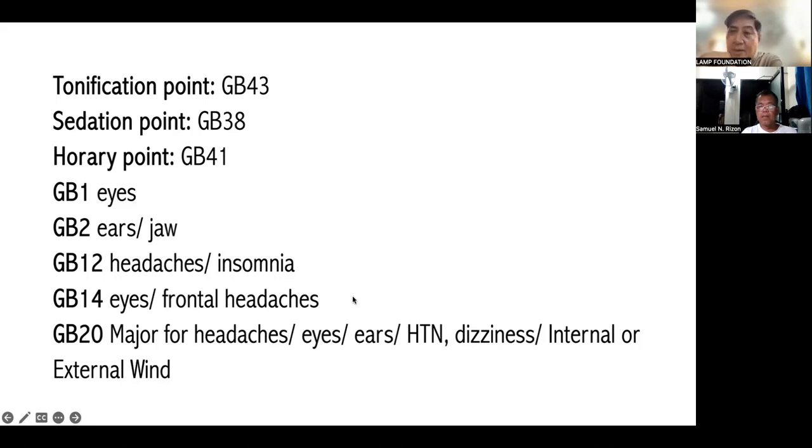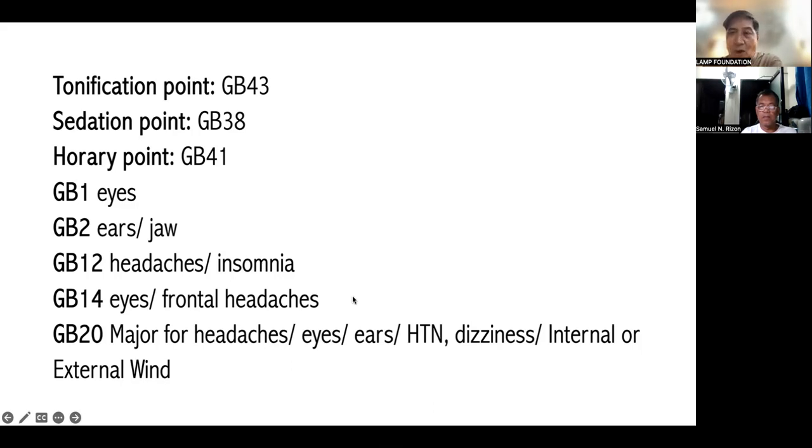Okay, horary point. Bakit siya tinawag na horary point? Kasi yung po yung wood point ng shoestring element. So ito yung wood point ni gallbladder. So wood point is GB41. So it's the wood point of the wood element.